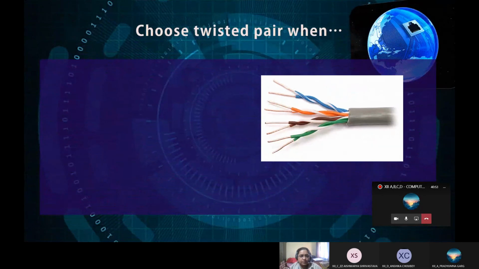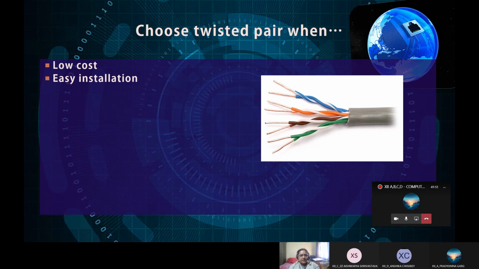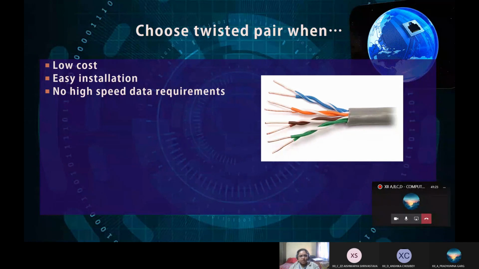Choose now when to choose what. This is most important. Choose twisted pair when low cost is required. The company is not ready to compromise on the cost. They want low cost under any circumstances. Easy installation, where installation is also easy. No high speed data requirements, that is, the company doesn't want very high speed, but cost should be low, so you should suggest twisted pair.